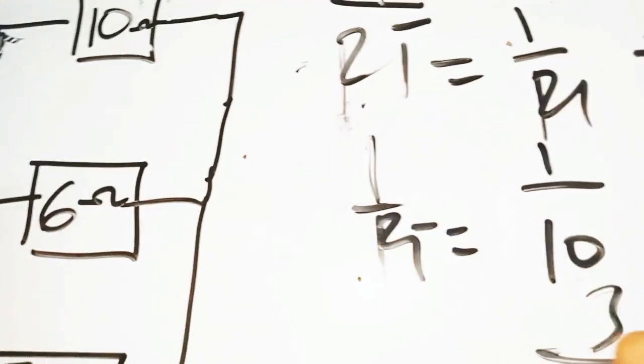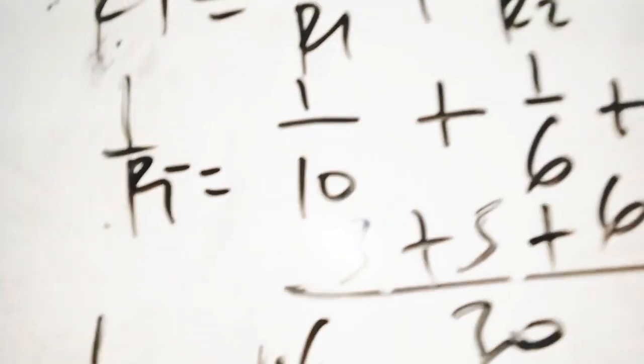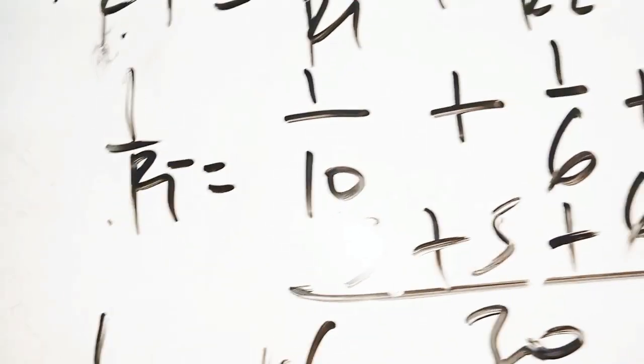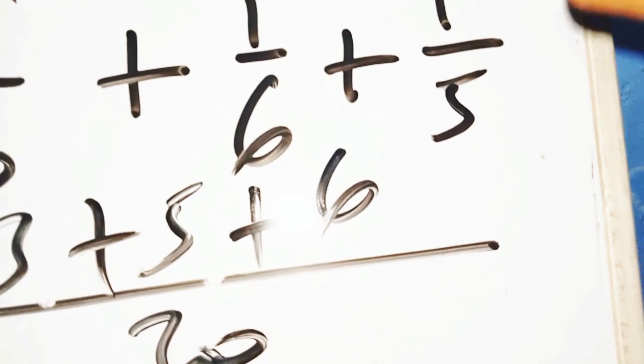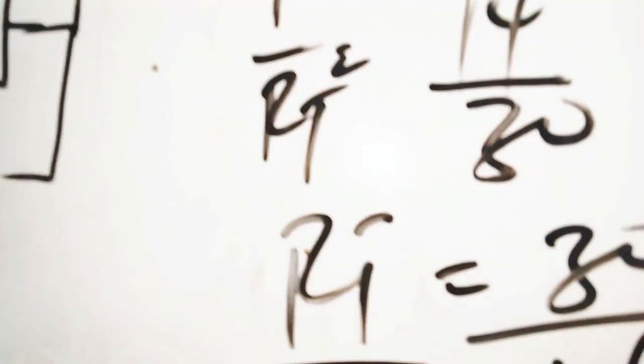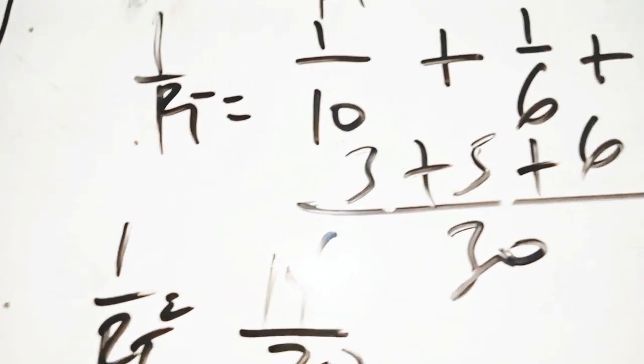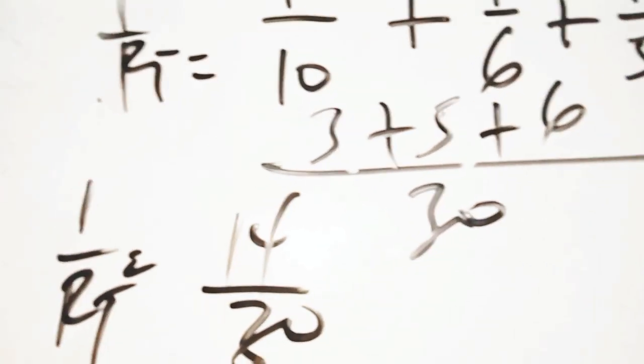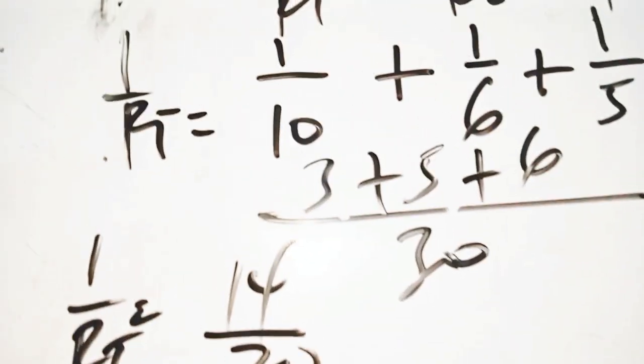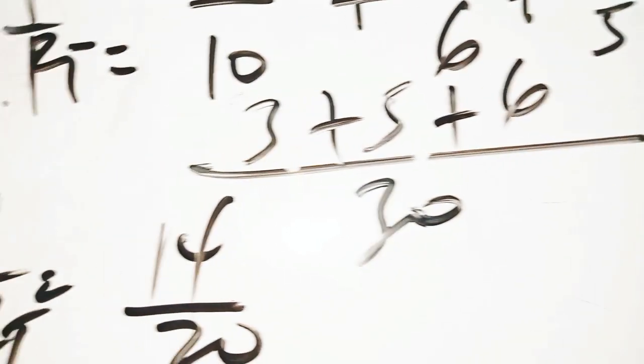So coming down here, we have 1 over RT is equal to 1 over R1, and R1 is 10. So our first resistor is 10. So plus 1 over R2. So our second resistor is 6 here. So plus 1 over R3. So our third resistor is 5 here. So we have to find our LCM. LCM is least common multiple. So the LCM of 10, 6, and 5 is 30.